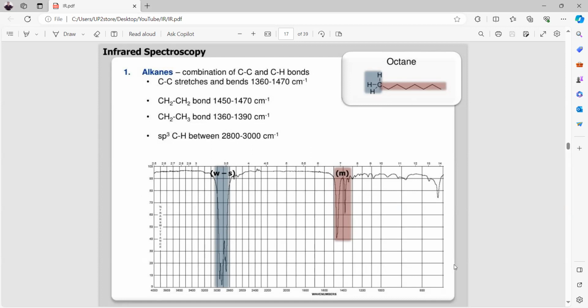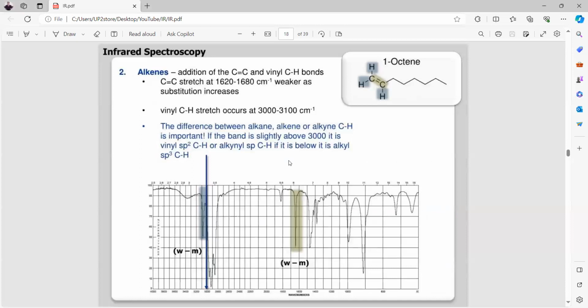As you can see in this chart, we have three different peaks, exactly stretching and bending. On the left side, around 3000, you can see the sp3 CH. On the right side, you can see two different modes and two different signals, actually CH2 bending and CH3 bending. So we can discuss the second family.